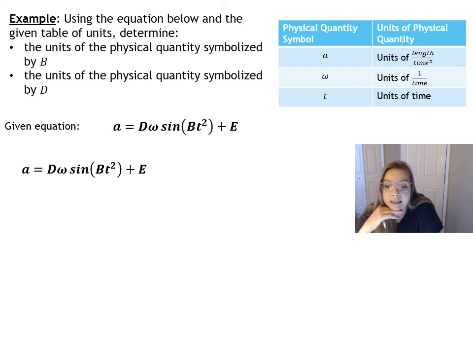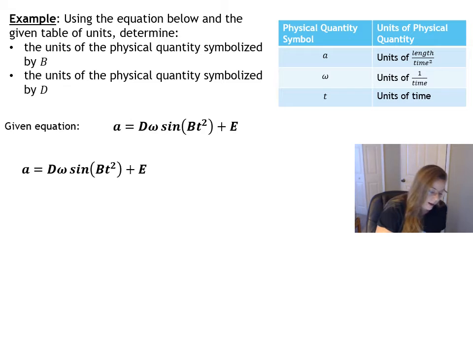So I'm going to start by figuring out the units of B. Notice that in this equation, B is inside of the sine function. So it is within the argument of the sine function. So I'm going to do that first. Anytime I see a physical quantity that is inside of a trig function or an exponential function, I'm going to focus on that one first. So the principle here, remember, is that the units of the argument within that sine function have to be unitless.